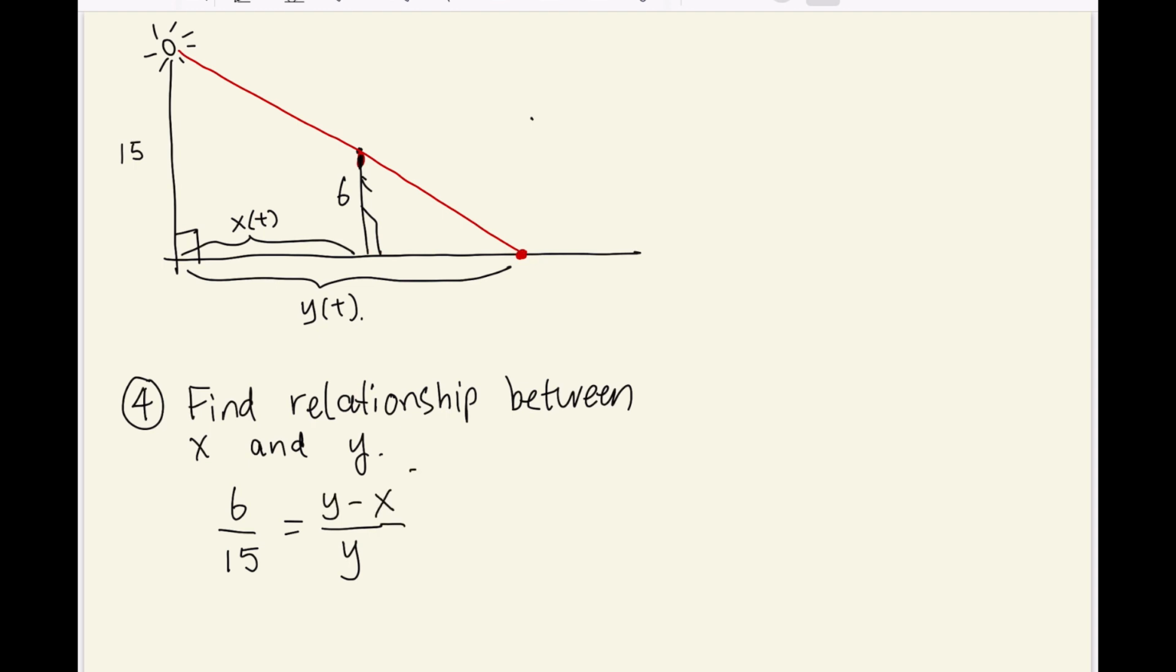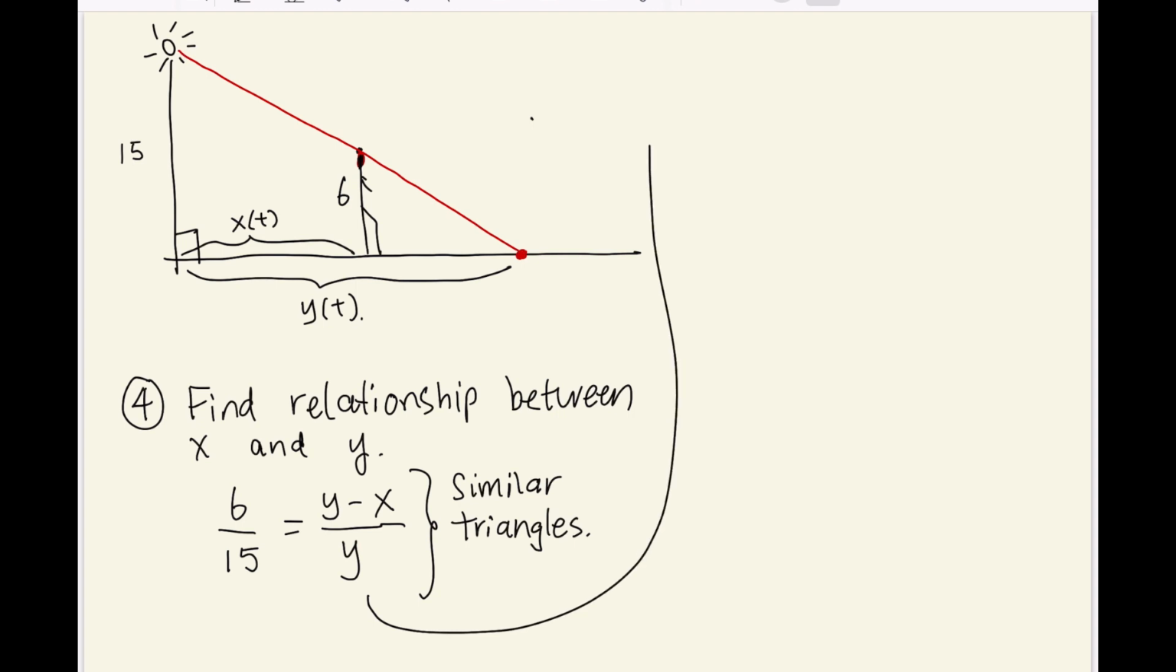So using similar triangles, I can see that this relationship holds. Remember, this is the ratio between the small side and the larger side opposite this angle. And that ratio, which is 6 over 15, should be equal to the small side here, which is y minus x, divided by the length of the longer side, which is just y. So we're using similar triangles there, and that gives me the relationship that I need.